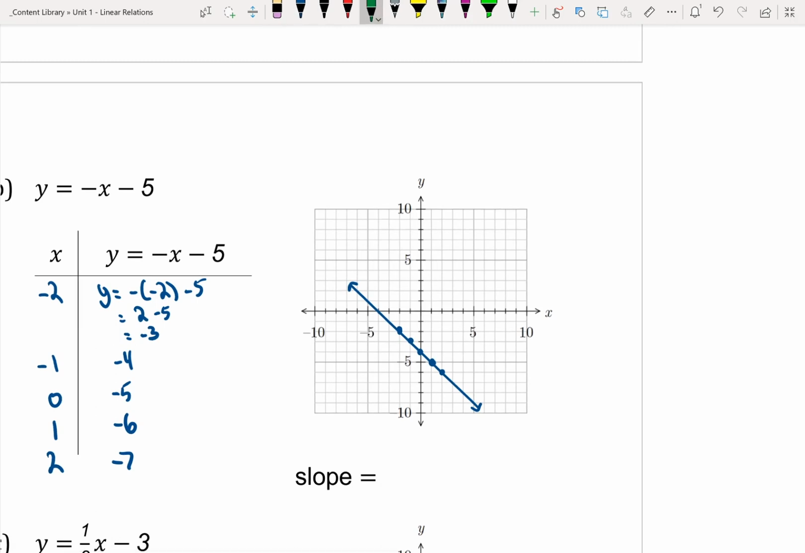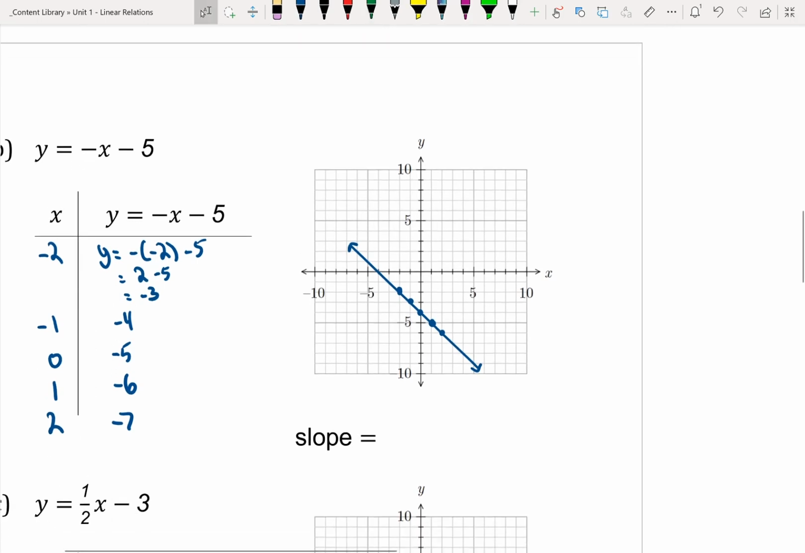To figure out the slope, again, remember, because slope is rise over run, I need to find 2 points on my line. Again, it doesn't matter which 2 points you use as long as you pick 2 points. So I'm just going to use these 2 points.